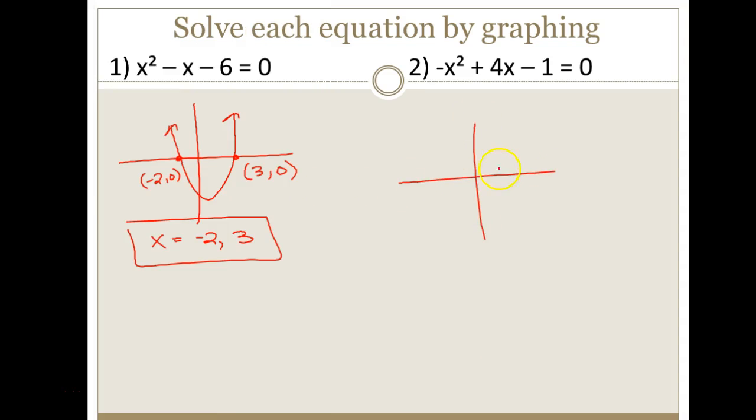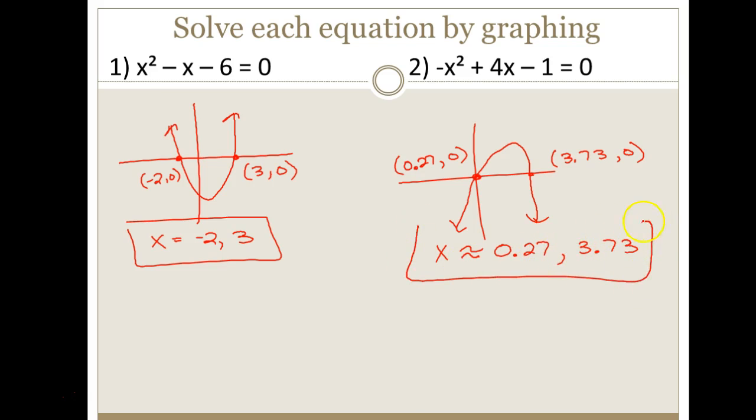So then you would go ahead and graph it. Sorry about my sloppy graphs. This would be 0.27. This would be 3.73. And then you would say x is approximately, because it's not the exact answer, we rounded it, 0.27 and 3.73. And those are approximate answers for that solution. Later in the chapter, you'll find out how to find the exact answer, because an approximation sometimes isn't good enough, but for what we're doing and for just learning it, it will work.